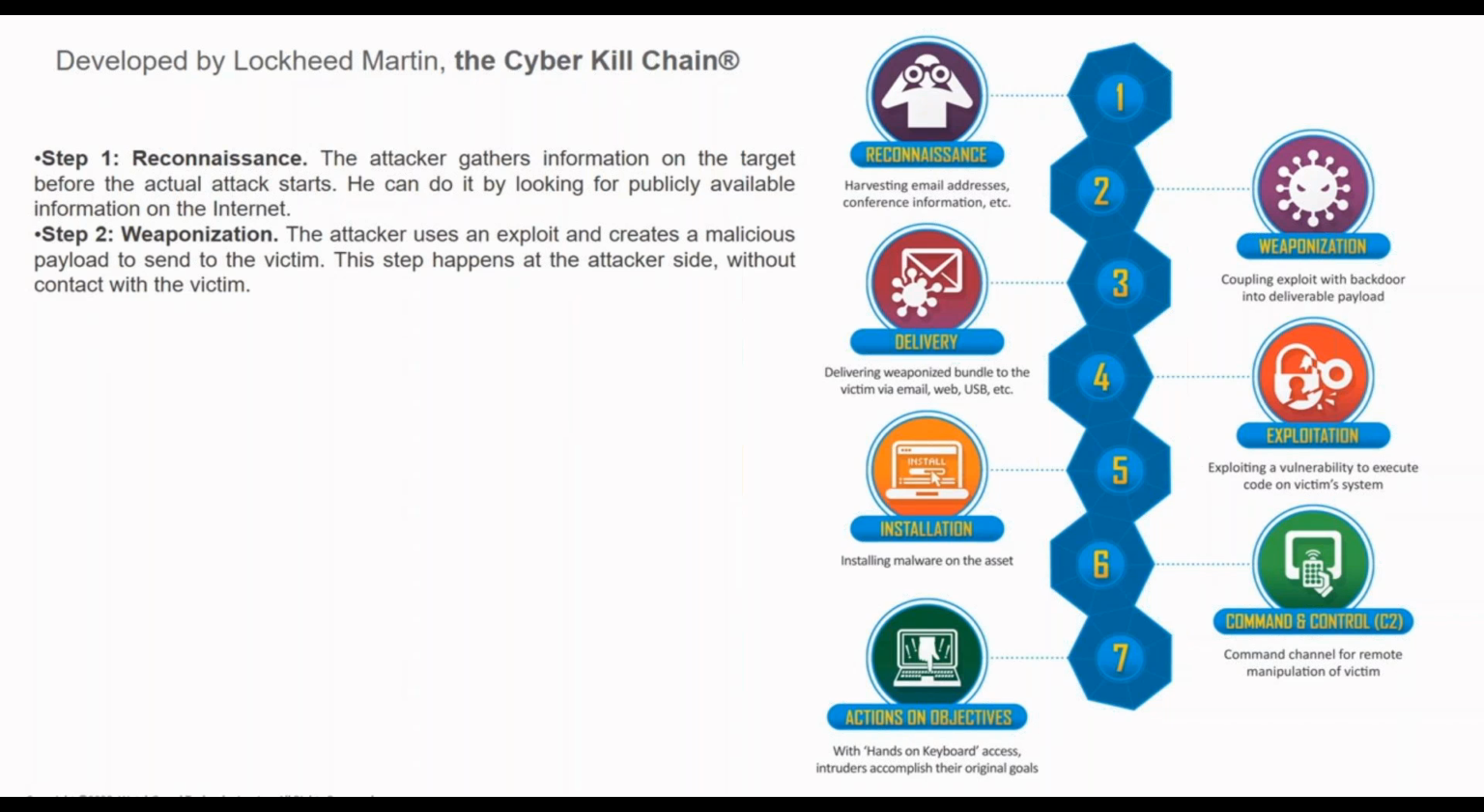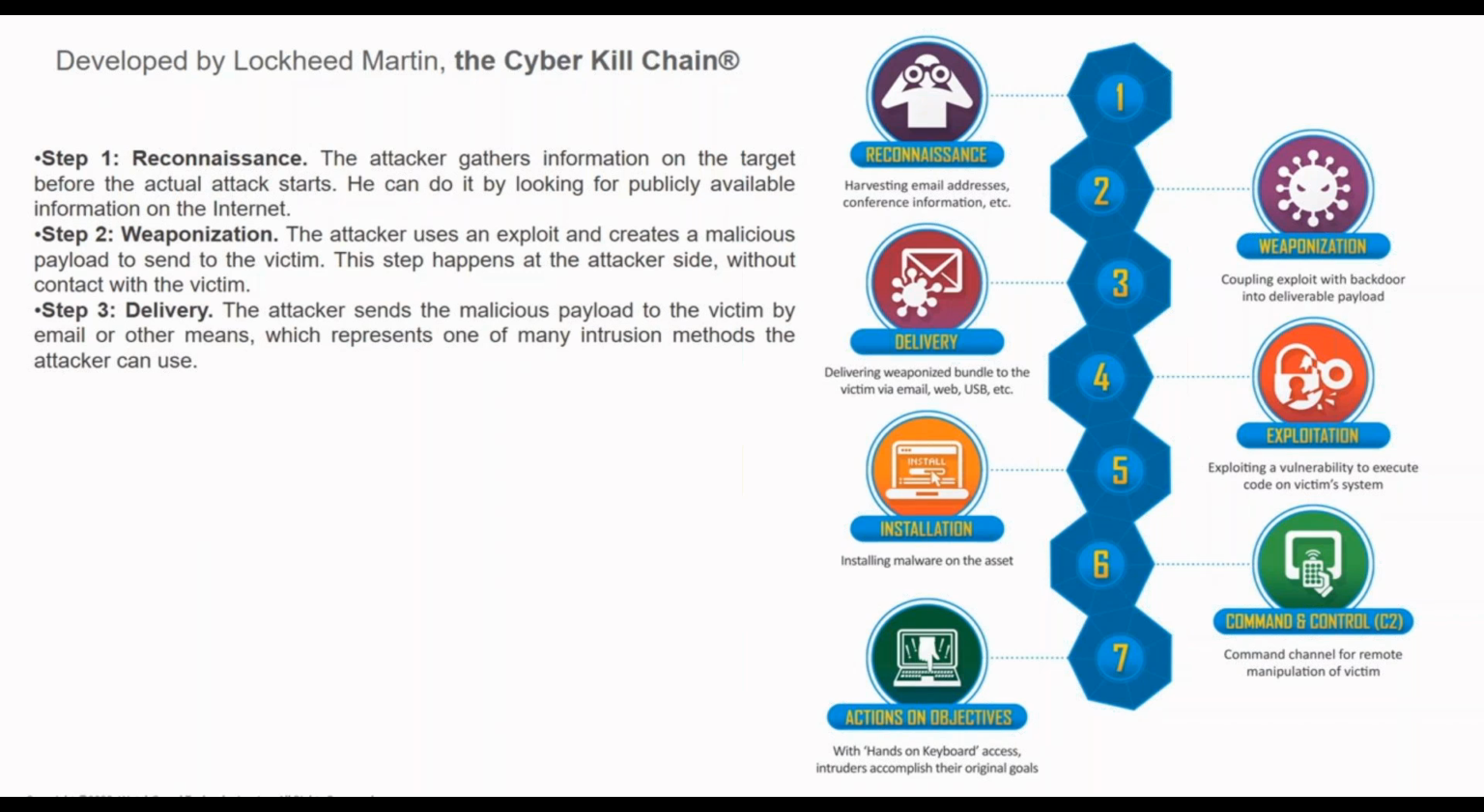Then step 2 is the weaponization, where the attacker uses an exploit and creates a malicious payload that they can send to their victims. And usually this step happens at the attacker side, right? So the attacker is developing that in their labs. Then step 3 is the delivery, and the attacker is going to send the malicious payload to the victim by email or other means, sometimes through a specific social media or a forum and so on.